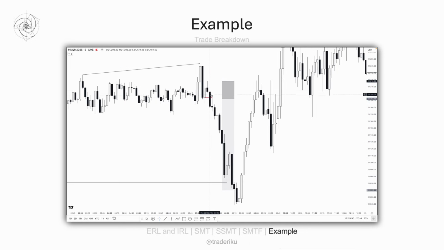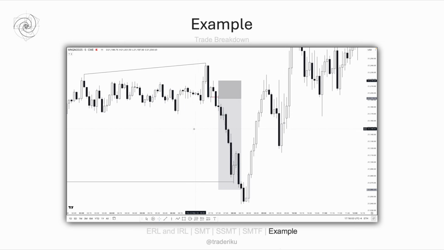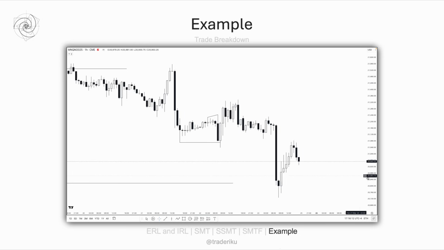And it's not complicated, it's extremely simple. And this is all that you need when you're trading. You do not need numerous different concepts and things that you're looking for, because at the end of the day, simplicity is what you want. And so this is a trade that I took using the advanced ERL and IRL concepts.